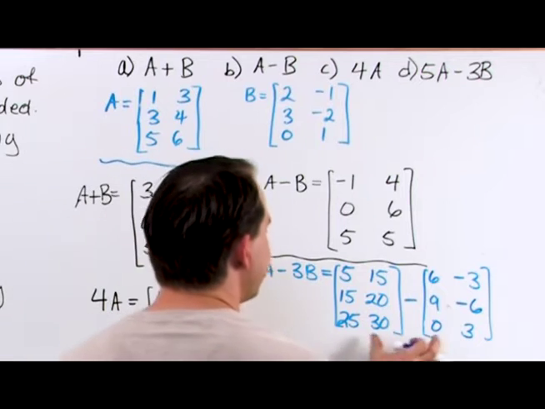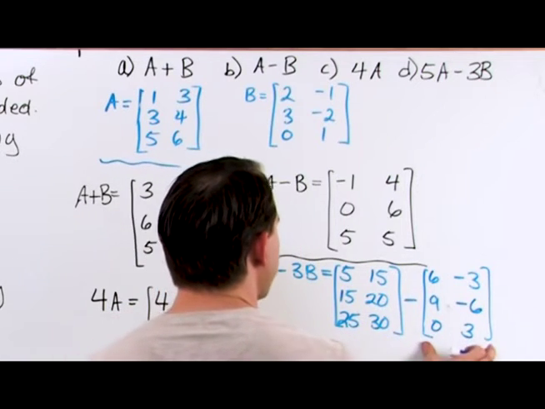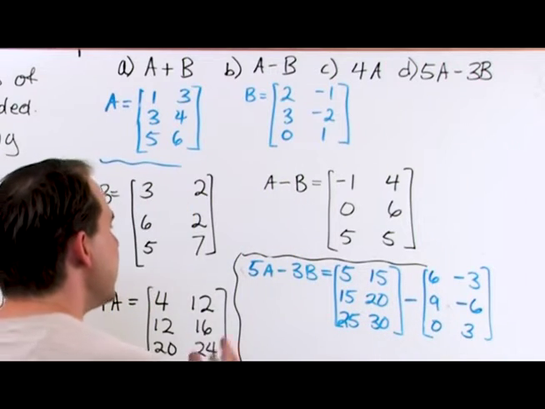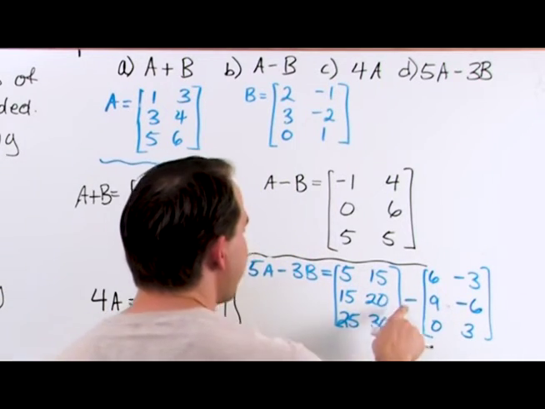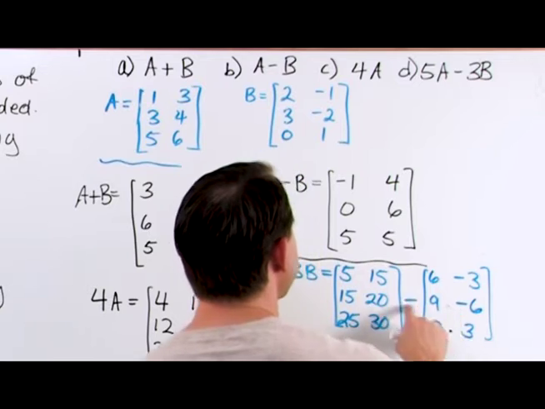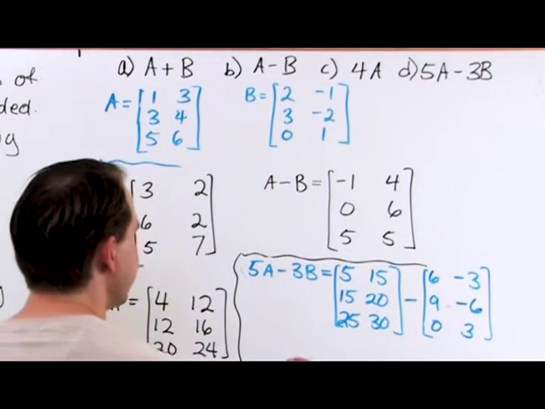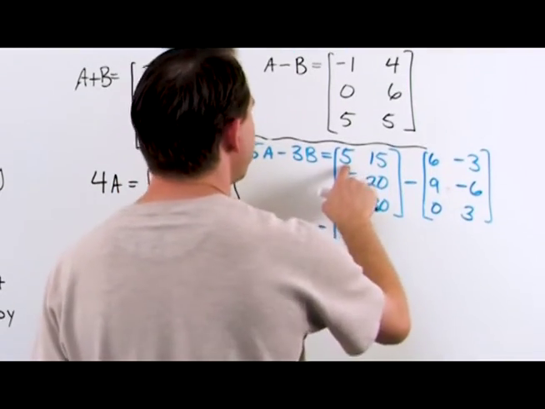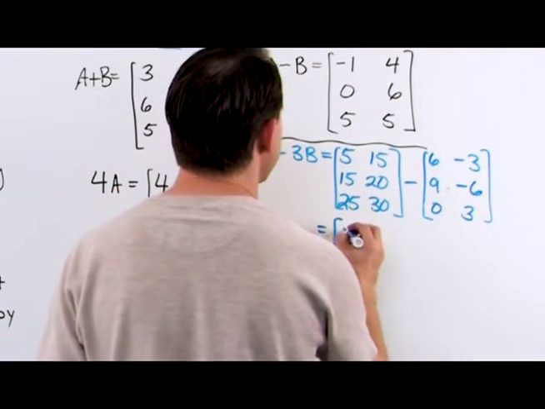Now you have two matrices and you're subtracting them from each other, and they have the same size and shape, so it's perfectly okay to subtract these things. You're just going to go element by element. Just be careful, because sometimes you're going to be subtracting negative numbers depending on what element you're working on, so just be a little careful with your signs. Okay, so let's go element by element. 5 minus 6, negative 1.